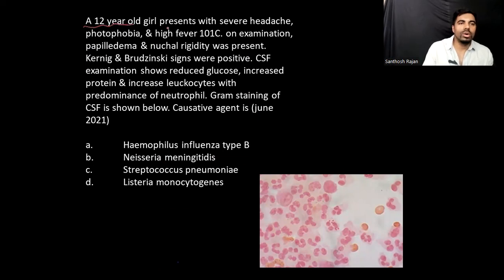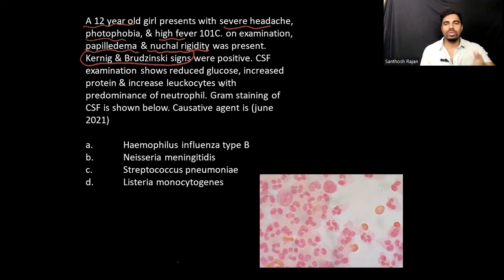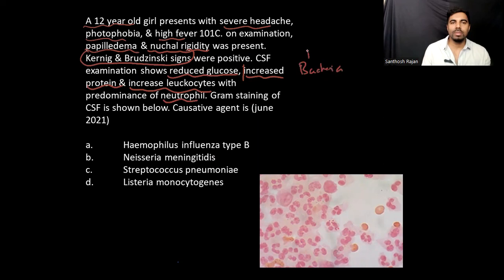A 12-year-old boy presents with a severe headache, photophobia, high fever, papilledema and neck rigidity. Okay, neck rigidity, almost meningitis. Kernig's and Brudzinski's signs are positive. When they try to do that maneuver, they get neck stiffness, the muscles go into spasm. So CSF, again, same: glucose is low, protein is high, and leukocytes are high with predominant neutrophils. So that is definitely bacterial meningitis.